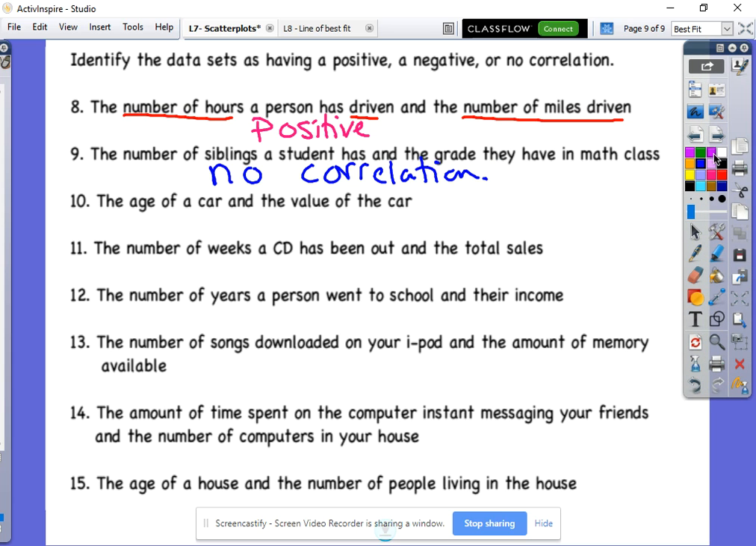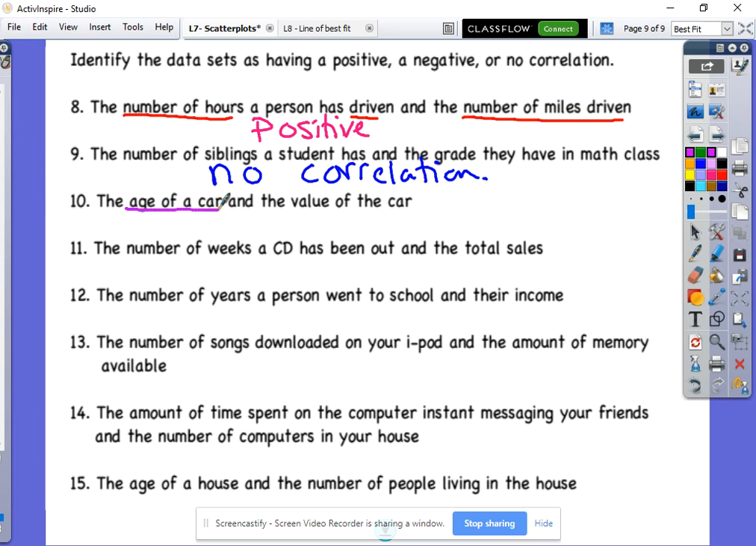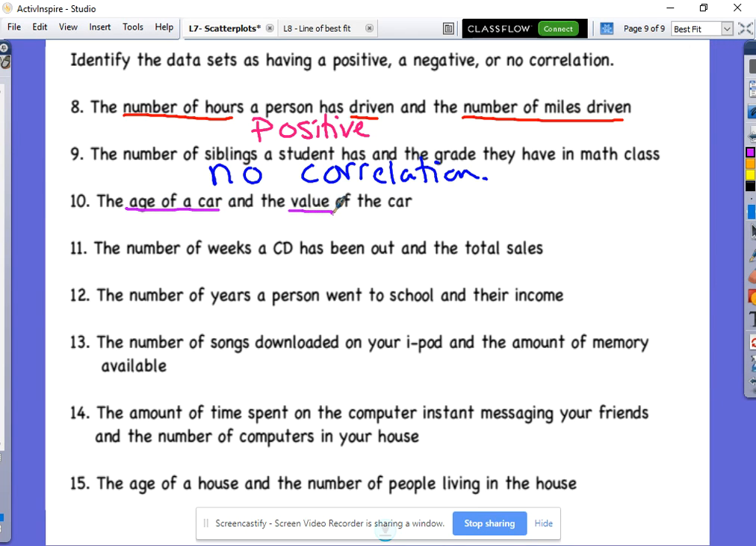The age of a car and its value. You guys may not know this yet, but the older your car is, the less value it has. So that would be a negative correlation, because as the age of my car goes up, the value of my car is going down.